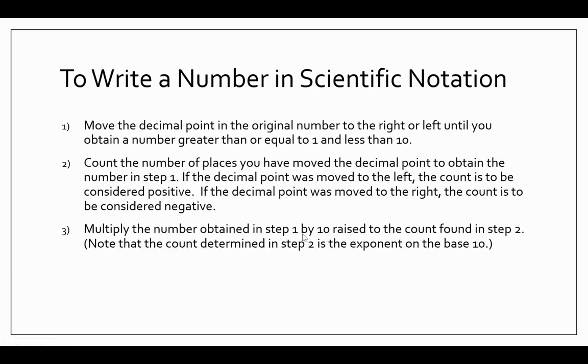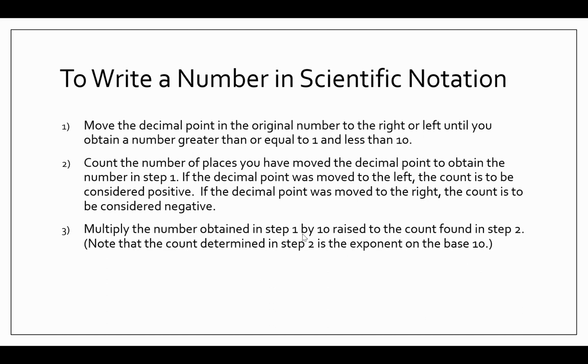To write in scientific notation, we're going to, one, move the decimal point of the original number to the left or right until you obtain a number greater than or equal to 1 and less than 10. Remember, in scientific notation, you always have a number between 1 and 10 and then point whatever. Two, count the number of places you have moved the decimal point to obtain the number in step 1. If the decimal point was moved to the left, and I like to use little loops, the count is considered positive. If the decimal point was moved to the right, the count is considered negative.